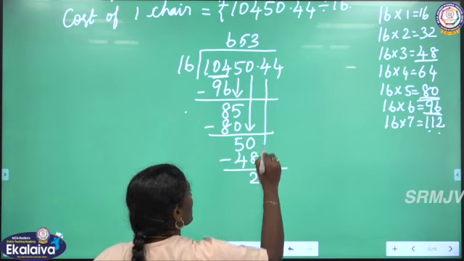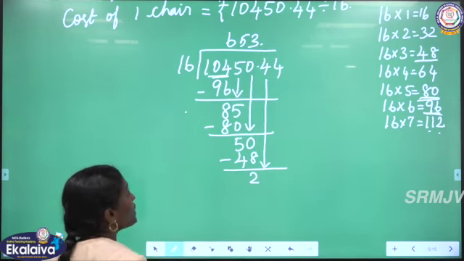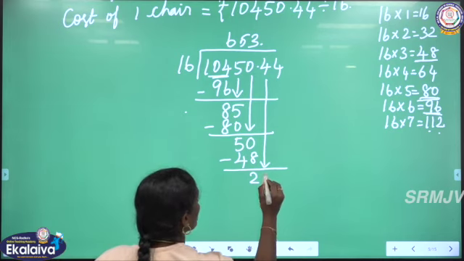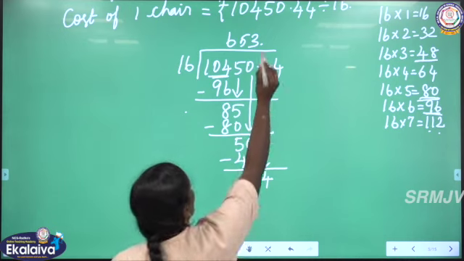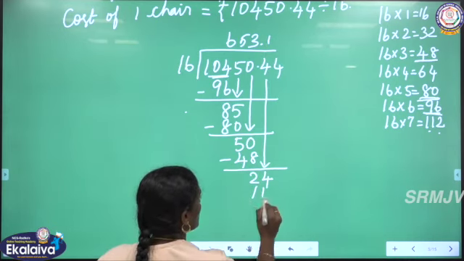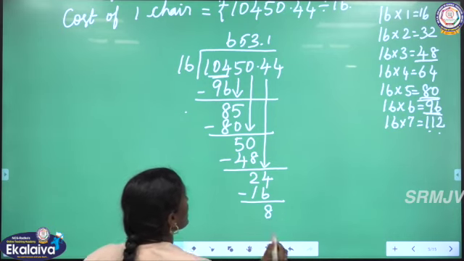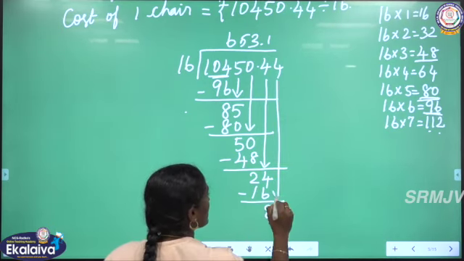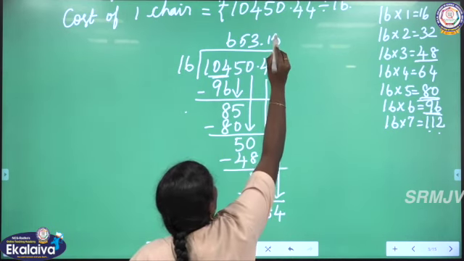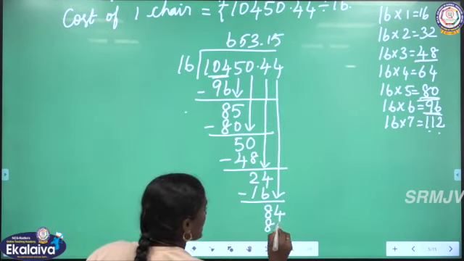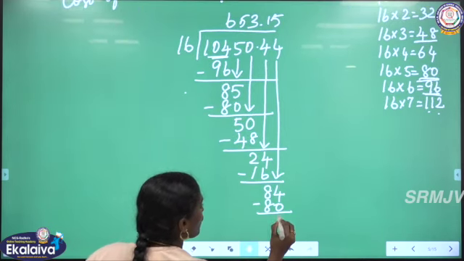Now we are going to take the next digit 4, which is in the decimal part. So we have to keep the decimal point in the quotient, and then we have to take 4. Now 24. In 24, only 1 times 16 is there. Now 24 minus 16, 8. Now we have to take the next digit 4. Here in 84, 5 times 16 is 80. Now again we are going to subtract, then we will get 4.